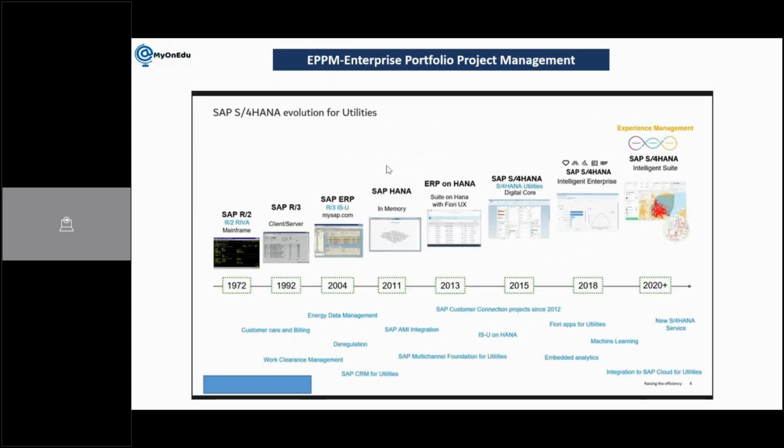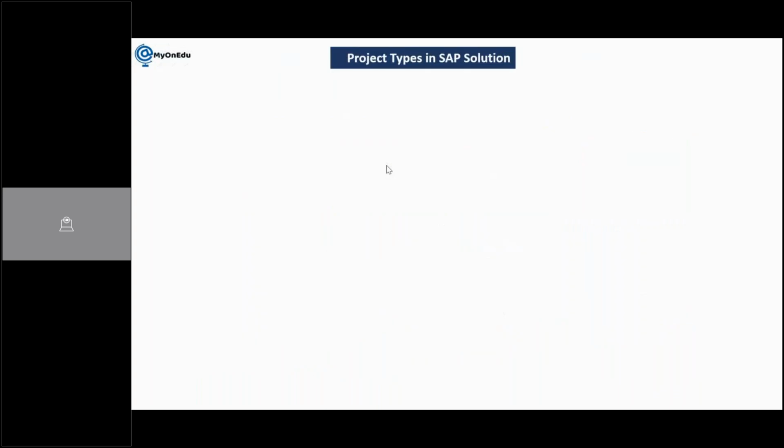This is just evolution of S4HANA for utilities companies or any type of companies. We'll come back to this slide later, but let us understand first the project types in SAP, because to understand the modules available in SAP PPM, we need to understand the types of project.